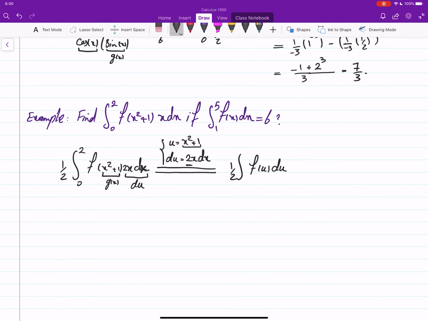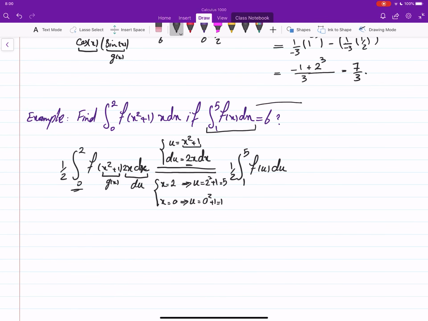But since this is a definite integral, we have to change the limits. The lower limit of the x integral is 0. From there, the lower limit of the u integral is going to be 0 squared plus 1, which is 1. So this goes there. The upper limit of the x integral is 2. From there, the upper limit of the u integral is going to be 2 squared plus 1, which is 5.